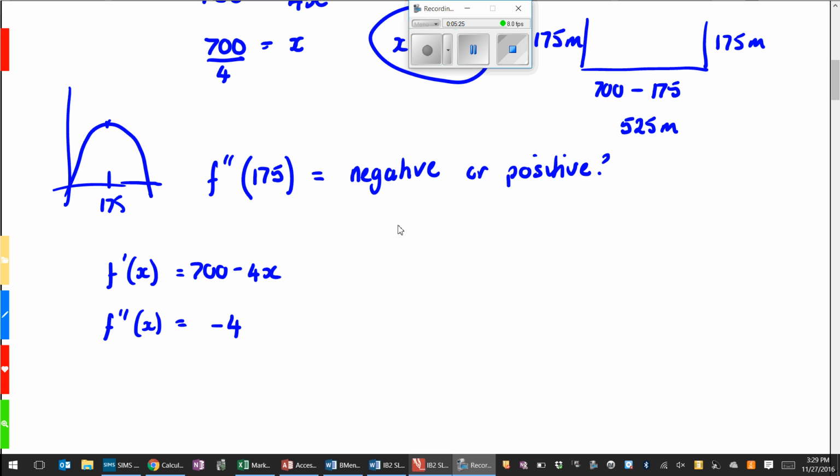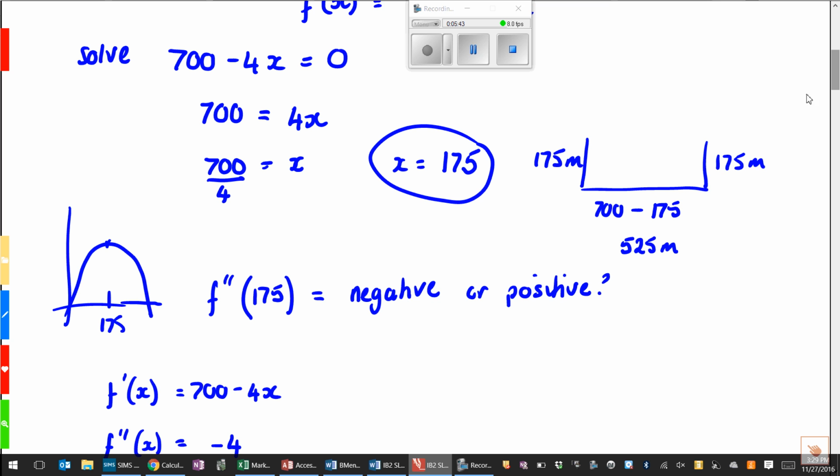And that's because our first differential will be just a linear function, a straight line, so our second differential will be a constant. So that's why in this case we probably don't need to go as far as second differentials. We know that we've got a maximum point here. So if we graph the initial function, f of x equals 700x minus 2x squared, that's what this would have looked like, and we know that we've got a maximum.